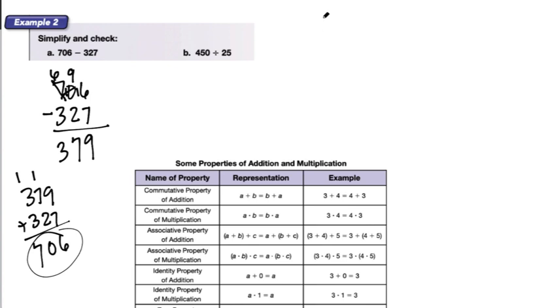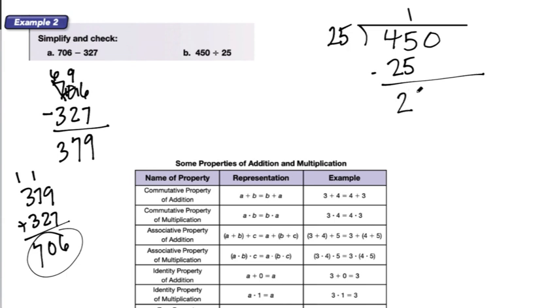Well, I'm going to do it as long division. 25 is the divisor, and the dividend is 450. And we're going to divide 25 into 450. So 25 goes into 45. Can't go into 4, but it can go into 45 one time. When I multiply 1 times 25, I get 25. Subtract, I get 20, and I'm going to drop my 0.